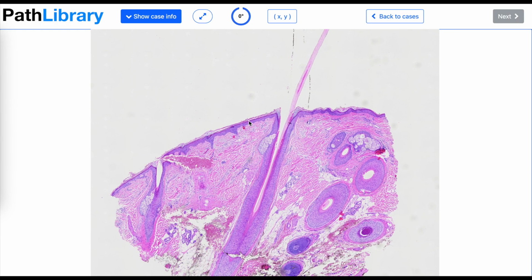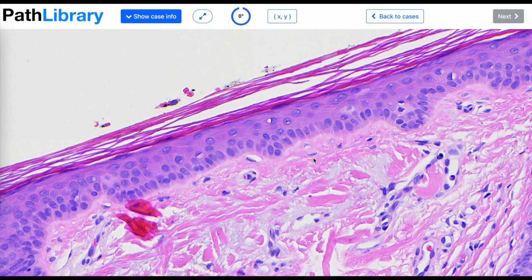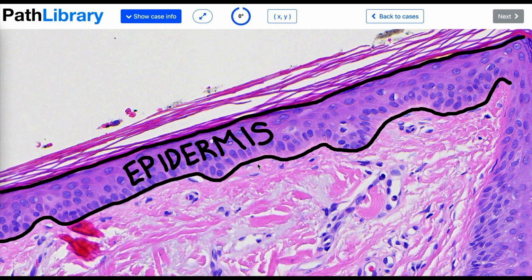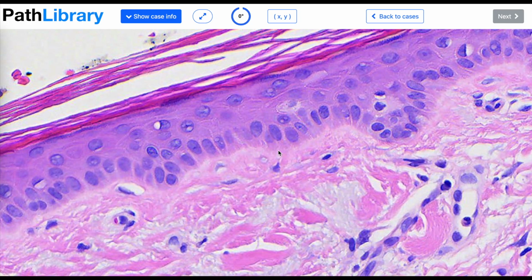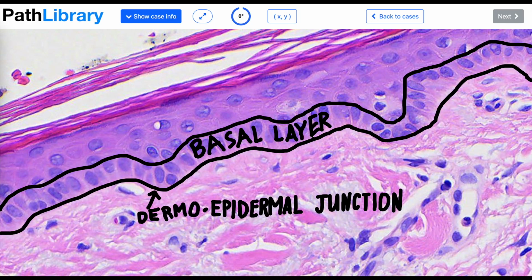So let's take a closer look at the epidermis first. The epidermis is composed of multiple layers of keratinocytes. I'm going to be going from bottom to top here because that's how the skin normally grows. The basal layer matures and becomes the other layers until it eventually becomes the stratum corneum. So let's talk about the basal layer of the skin first. The basal layer keratinocytes is the single layer of cells that's attached to the dermoepidermal junction.